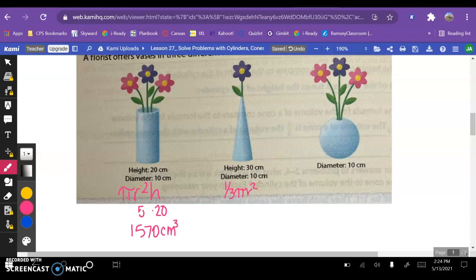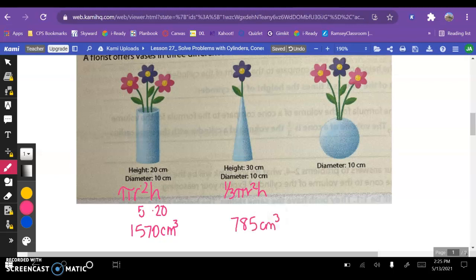The next one, the middle one, is a cone, and the formula for a cone is 1/3 pi r squared h. So we're going to do 1/3 times 3.14 times our radius, in this case 5 again. So 5 squared times our height, which is 30. So this one is 785 cubic centimeters.